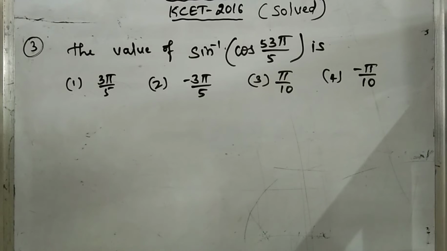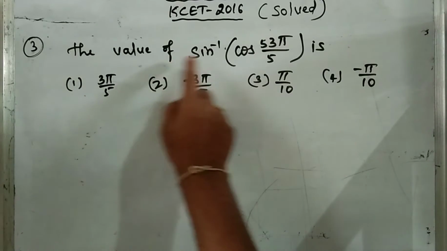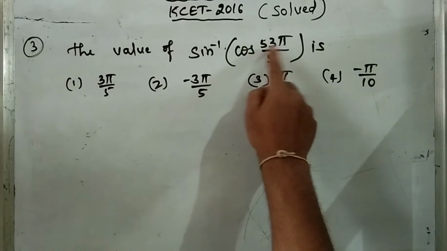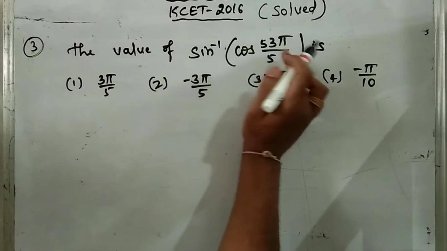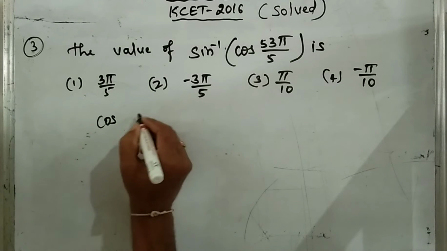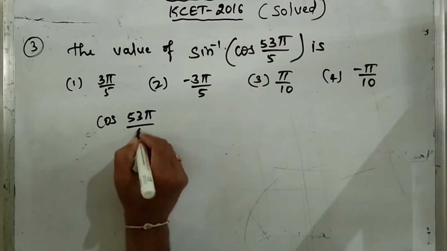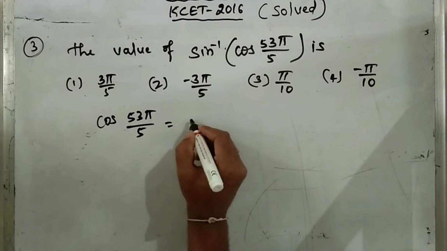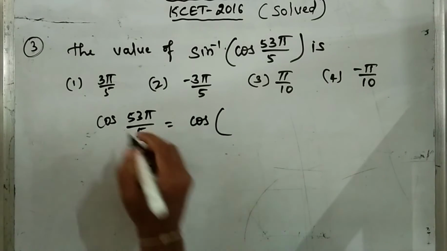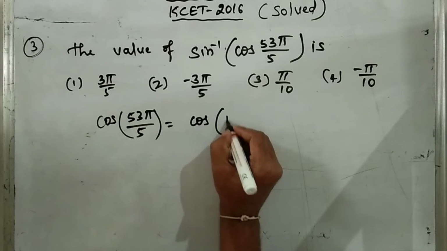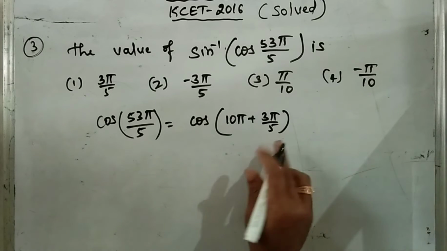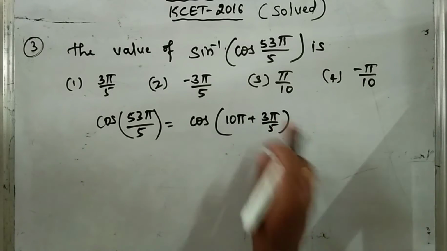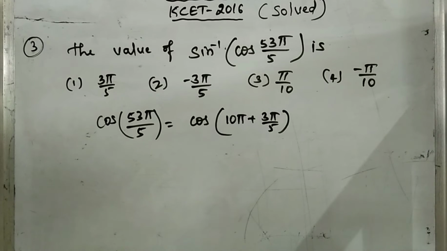Now the third question: the value of sine inverse of cos 53 pi by 5 is, this inverse trigonometric function. Now I will take this only, that is cos 53 pi by 5. This I can write as cos of 53 pi by 5 equals 10 pi plus 3 pi by 5. 10 pi is 50 pi, plus 3 pi, 53 pi by 5. I can write it.